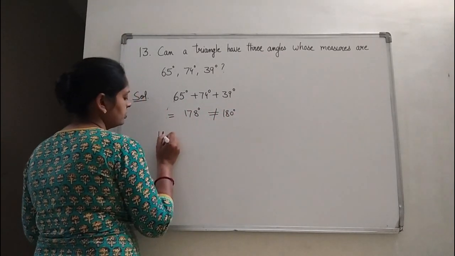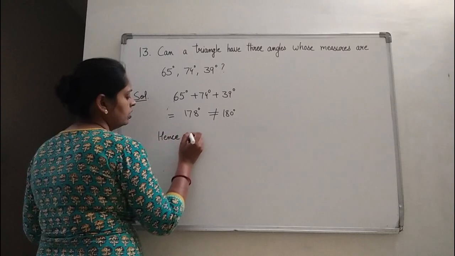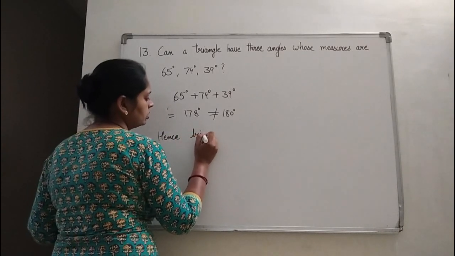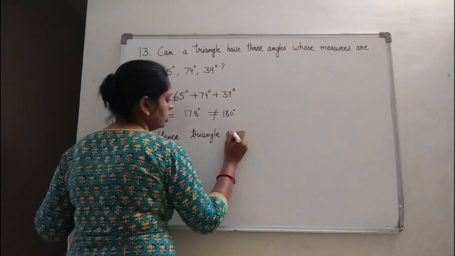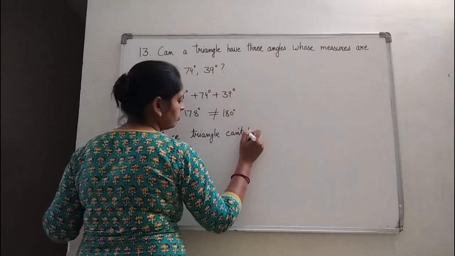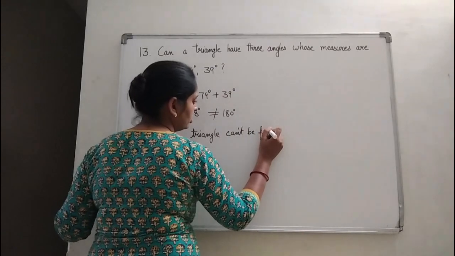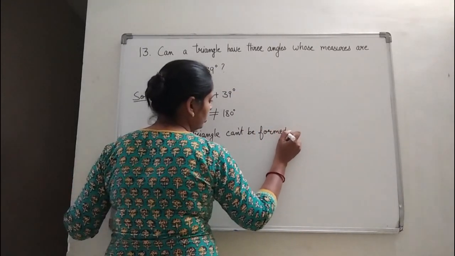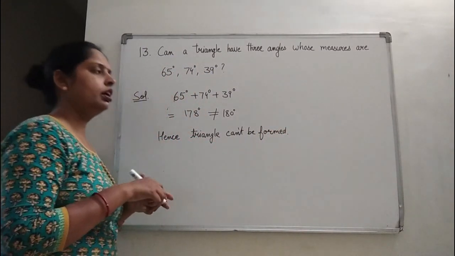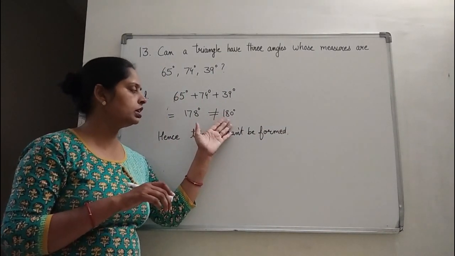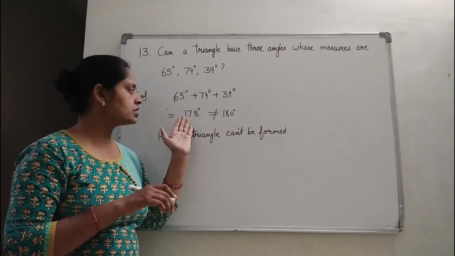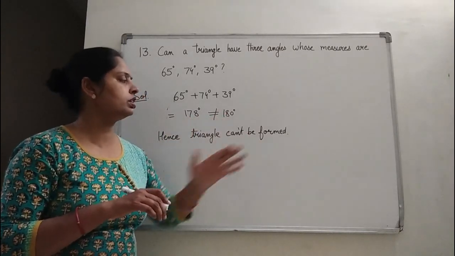Hence, triangle can't be formed. As we all know that for any type of triangle, if we sum up all the three angles, it should be exactly equal to 180 degree. It cannot be less than 180 and it cannot be more than 180.